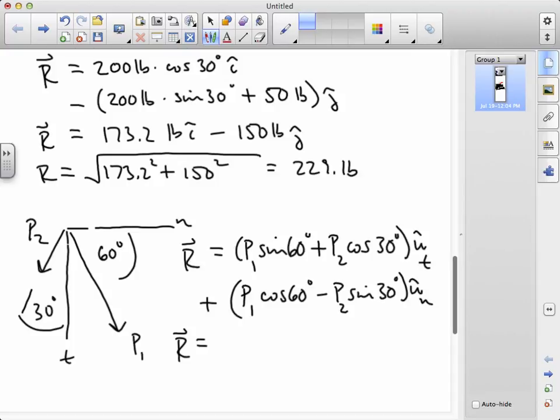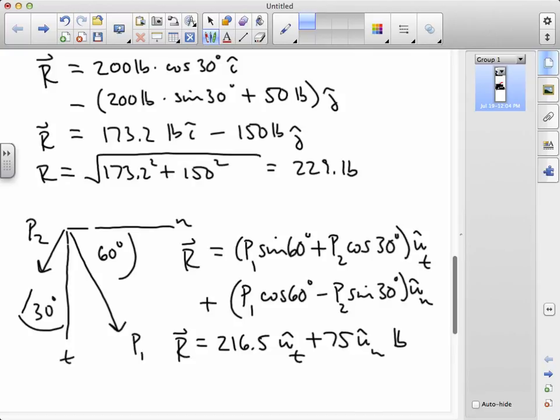And if we plug in 200 pounds for P1 and 50 pounds for P2, we end up with 216.5 pounds in the tangent direction and plus 75 pounds in the normal direction.